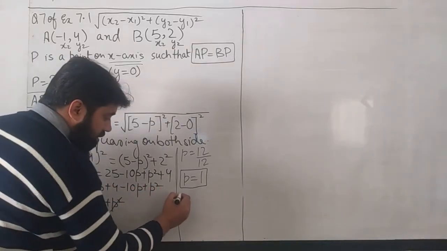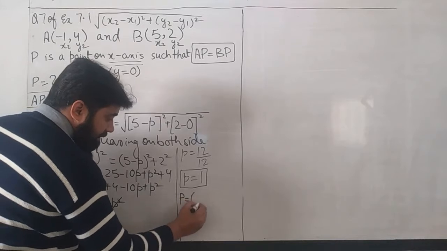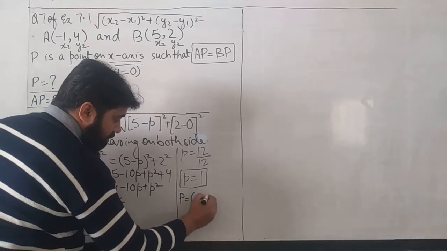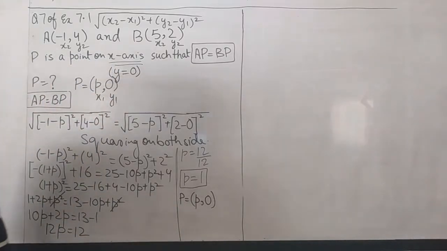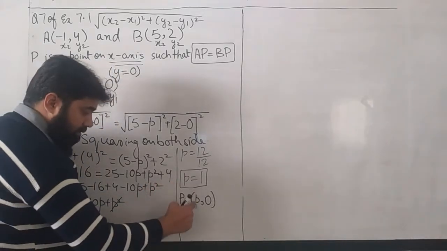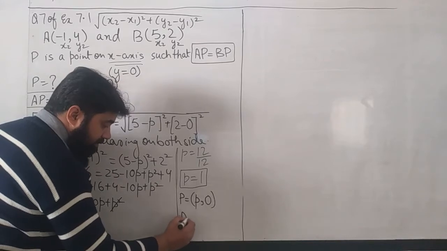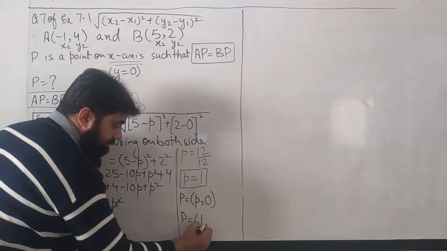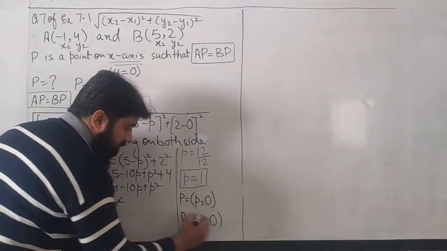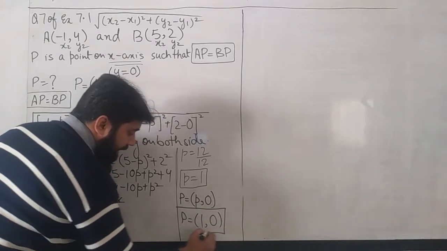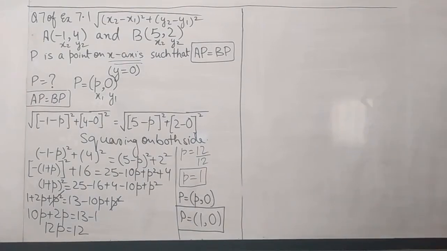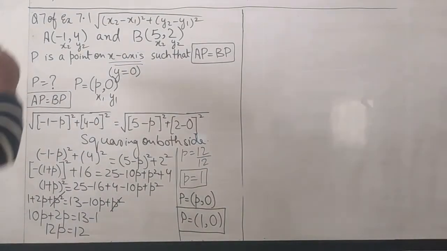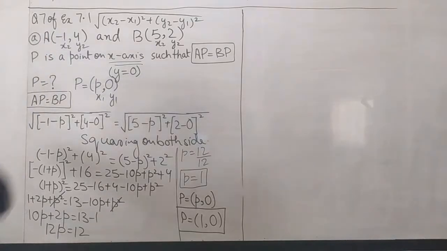So what was my coordinate of P? P comma 0. They haven't asked for this small p, they have asked for capital P. So what will I do? I will put it over here. So the value of P as a coordinate is coming 1 comma 0, and that's your answer for this part. Okay. Now this is your A part of the question.